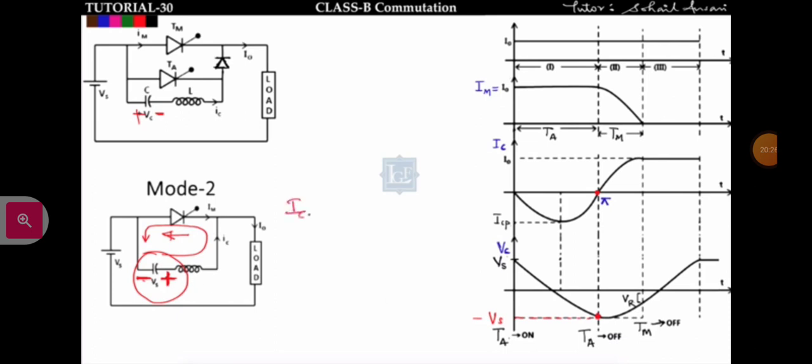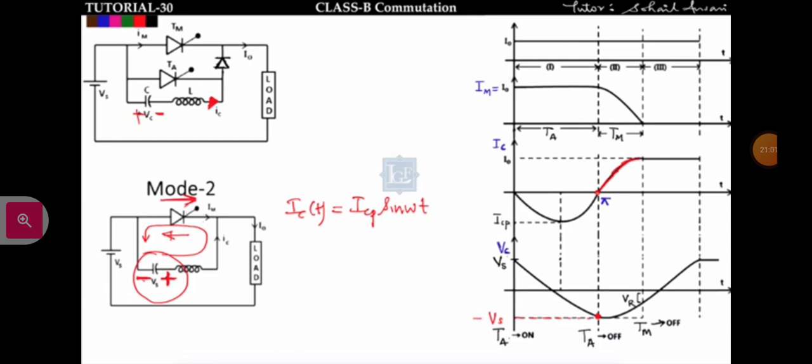So what will be the capacitor current IC of t in the second mode? IC of t in the second mode will be ICP sin omega t, and it will be positive because initially the IC current polarity I have taken like this and the current is also flowing like this, that is anti-clockwise direction. So I get IC of t equal to ICP sin omega t. The current equation after pi will follow sinusoidal behavior like this and it will flow opposite to Im, that is the main current, so it is nullifying the main current.